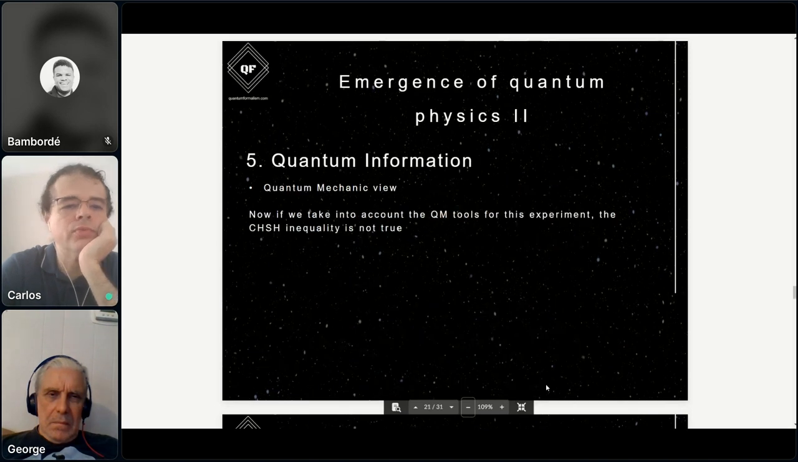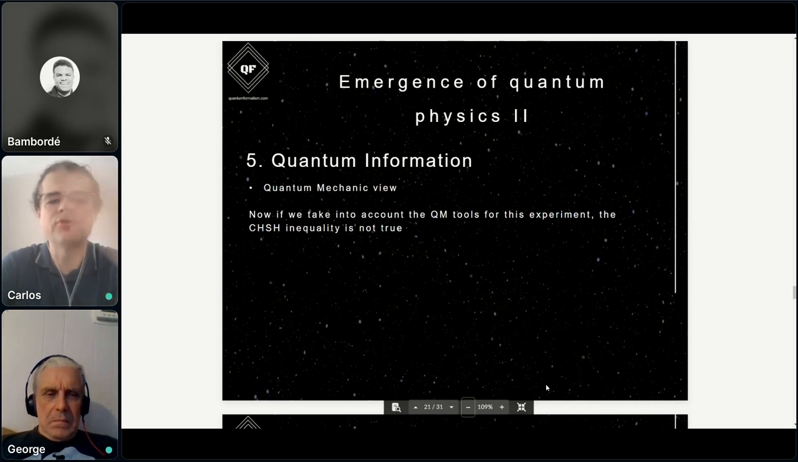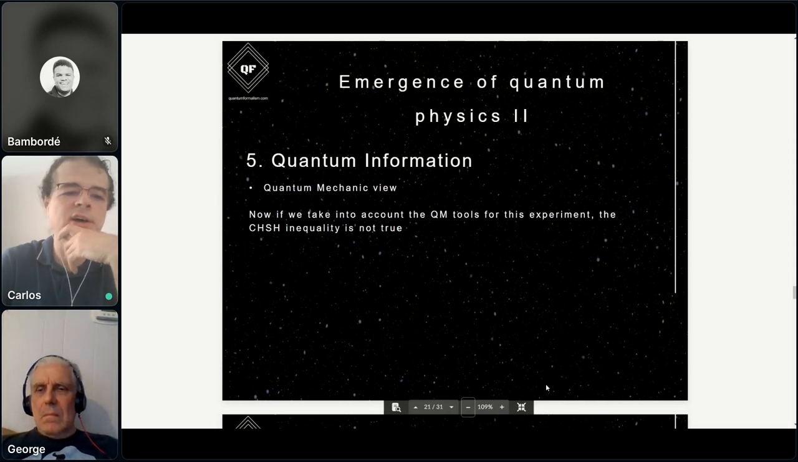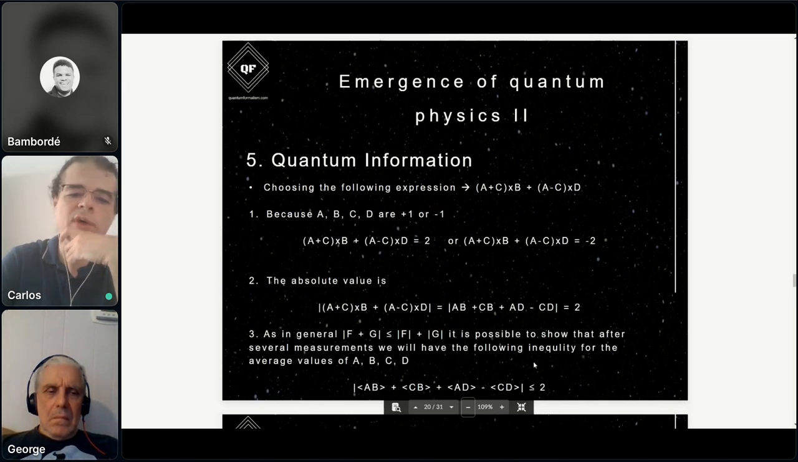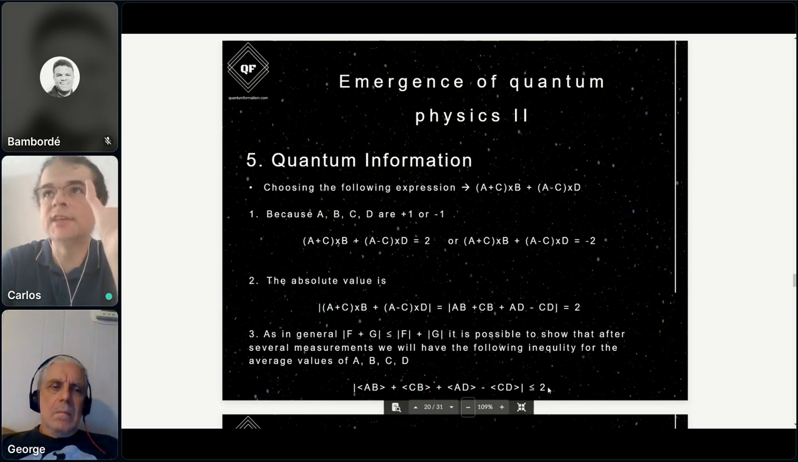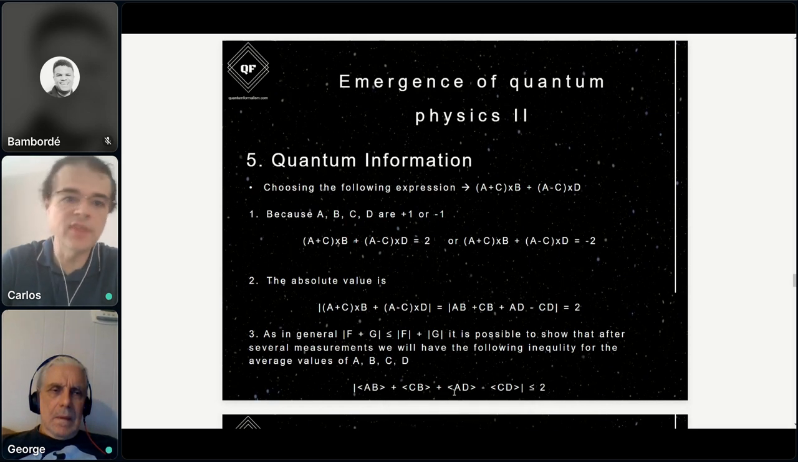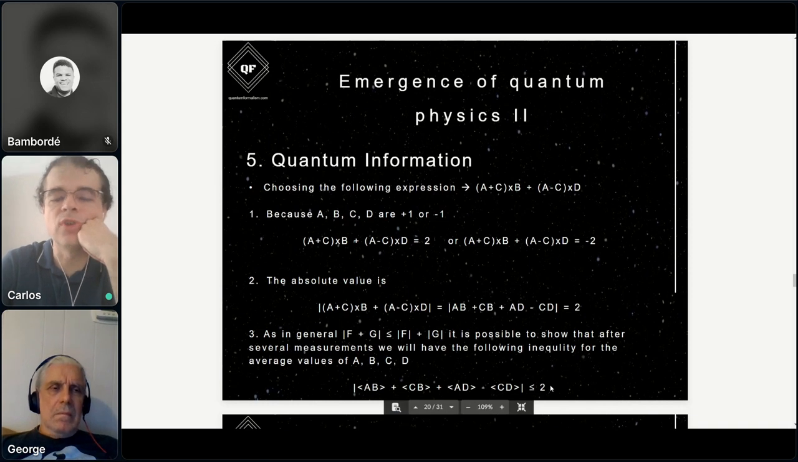But you can show using quantum mechanics math tools, and I'm not sure about the detail here because we didn't see the math part, so it's only, believe me, that if we use the quantum mechanics tools, this inequality will be violated. If you use an entangled state for the photons and do the same logic, but this time not using the deterministic thing that was done here, but using the logic of the entangled state, you can show that this inequality is not valid anymore.